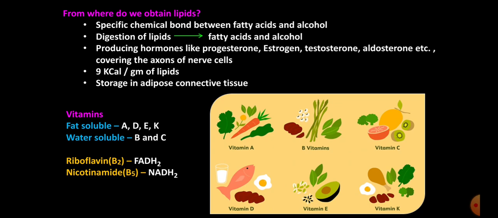glycolysis. The FADH2 and NADH2 are produced. They both are produced in glycolysis as well as in the tricarboxylic acid cycle, that is the Krebs cycle. Okay, so these two, FADH2 and NADH2, are necessary for the production of riboflavin, that is vitamin B2, and nicotinamide, that is B5. So this is the importance of vitamins which are present in our diet.